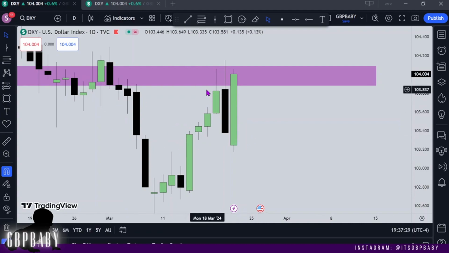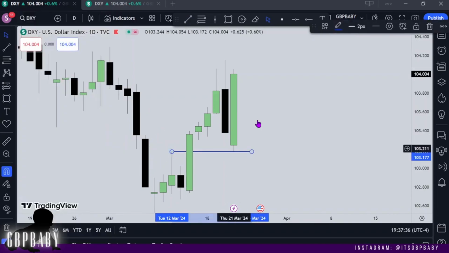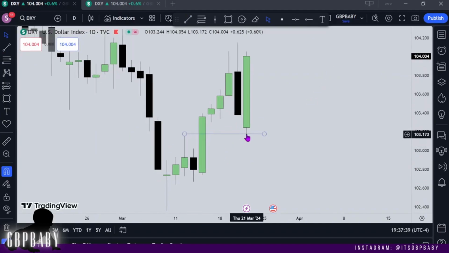One thing I want to bring our attention to is the fact that we traded down into this mitigation block right here. So if I draw out the high off this, you'll see that we made the low at this mitigation block, which is quite interesting. And then from there, we traded aggressively higher, running towards Wednesday's highs.